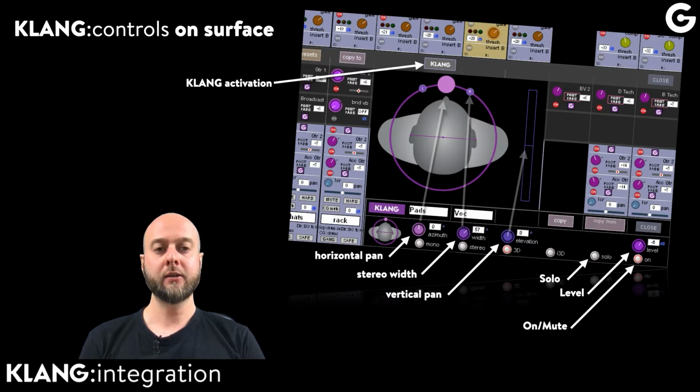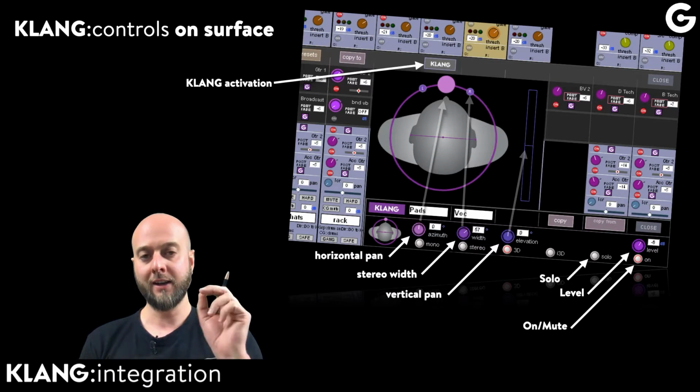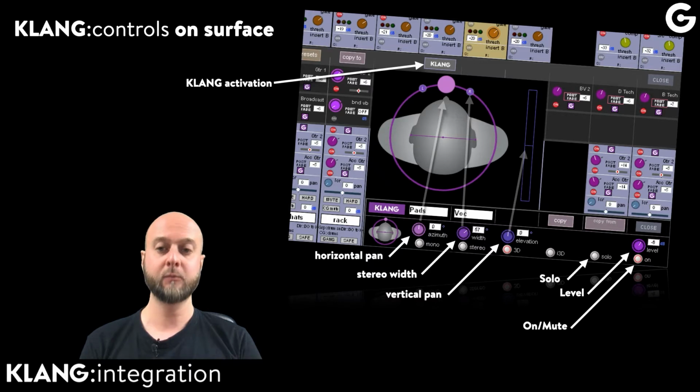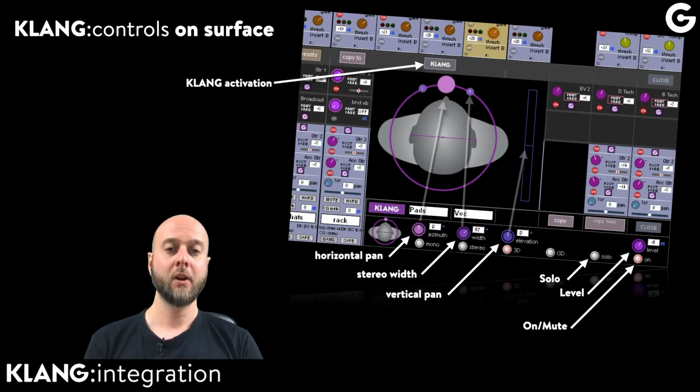We have the possibility to solo a KLANG channel in a specific mix. Be careful with that one because it's a solo in place, so please don't use it by surprise during the show. There's a level, which, as mentioned before, can also be used with the faders on the console directly or with the rotary. And then we have an On button, which essentially is a mute button. So if I deactivate this On button, it will be muted within KLANG, so that channel will not be sending any audio.